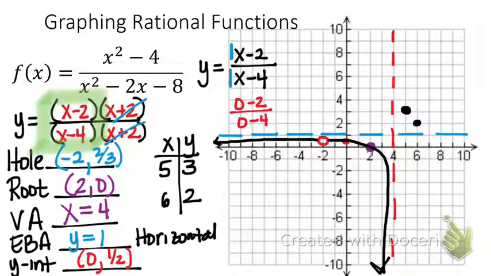So again, you're limited in what you can do because you can't go through the red line or the blue line. So all I can do is go straight up really close to the red line and then curve and ride along that blue line. And that is your graph. So this one has a removable discontinuity and an infinite discontinuity.